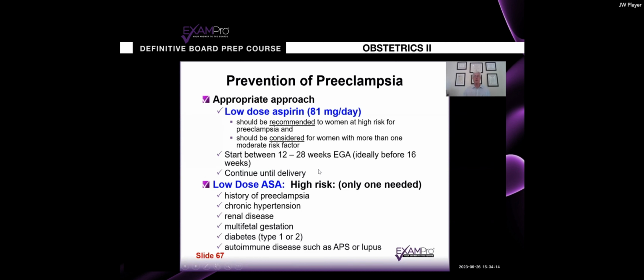What can we do to reduce the risk of preeclampsia in this or in the next pregnancy? That's where we come to the low-dose aspirin, 81 milligrams per day. Now, on this slide, I want to be careful, because when I read it through, I thought this slide was a little confusing. When we're talking about high risk and low risk, which is this slide and the next slide, we're talking about the risk factors to recommend low-dose aspirin to our patient. So on this slide, high risk factors means you only need one of those.